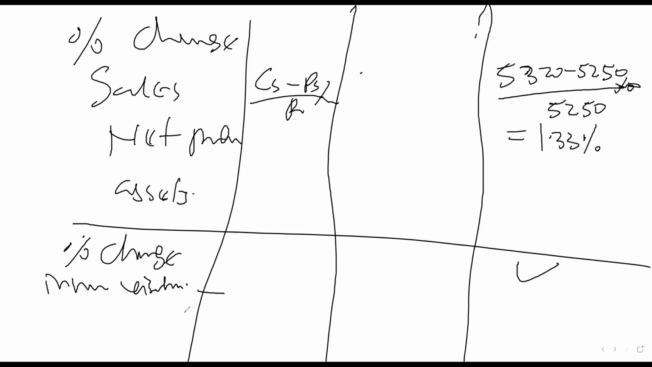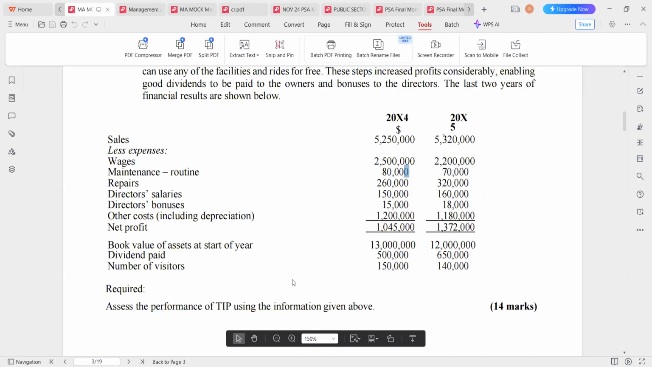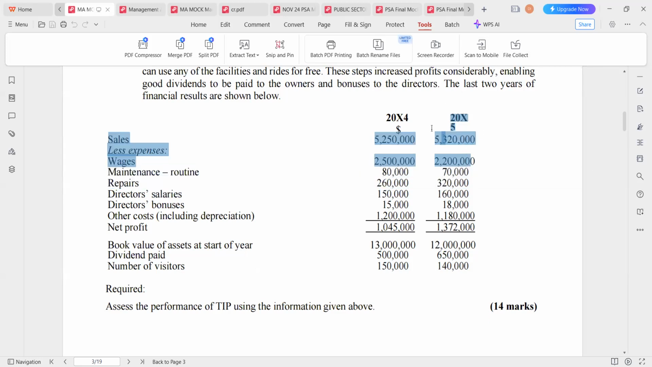Then you are done. Find the percentage change in visitors. So here there's no direction. When you're done, you can calculate percentage changes only once. You can't do it for the other year. You cannot do it for 2014. You can only do it for 2015. Okay, that's what I want to understand.